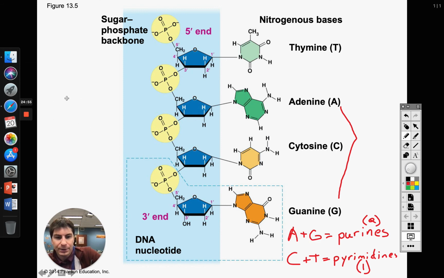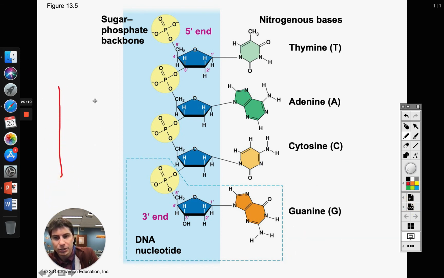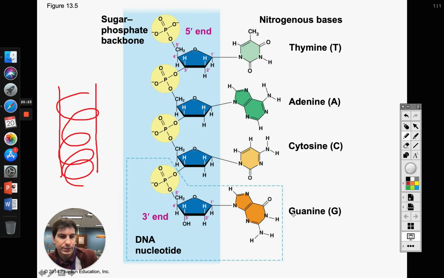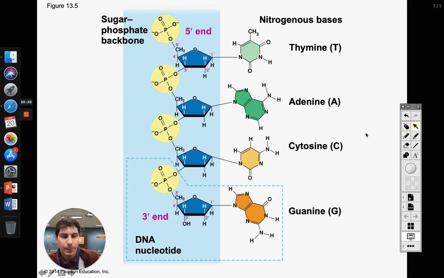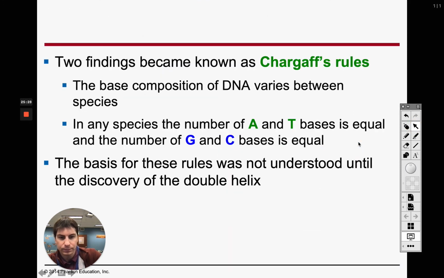Let me show you what would happen if we did not do that. Say we bonded C with T. Okay? They both have one ring. And then we bonded A with G. They both have two rings, so they're going to be a little bit wider. But our DNA would go in and out, like it would go like this. We don't want it to look like that. We want it to be a straight line going down each way that we can then twist. All right, so we want the opposite sides to be parallel to one another.